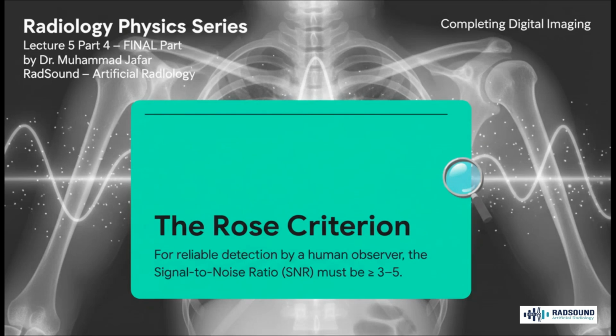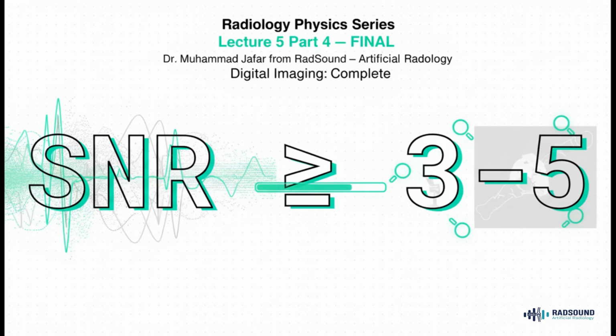So you might be wondering, why are we so obsessed with this SNR number? This is why. The Rose criterion is what connects the physics of noise to the actual practical reality of what a radiologist can see. It basically says that for the human eye and brain to reliably spot something, its signal has to be at least 3 to 5 times stronger than all the background noise around it. So this is our target. This little number range, an SNR of 3 to 5, that's the finish line. That's the victory condition in our battle against noise.